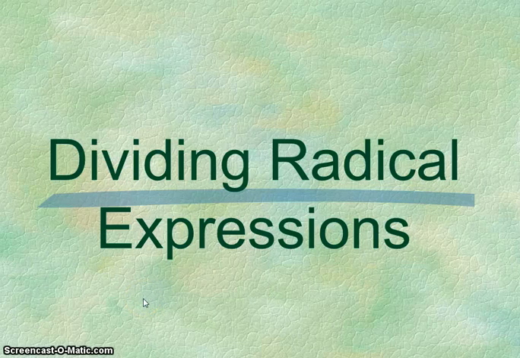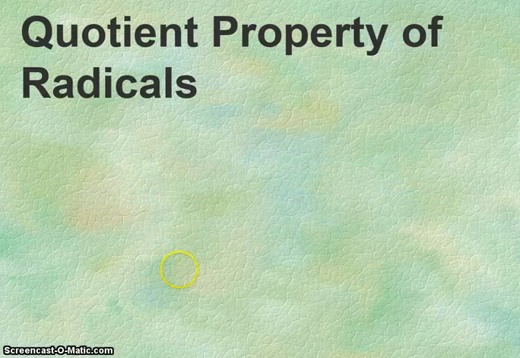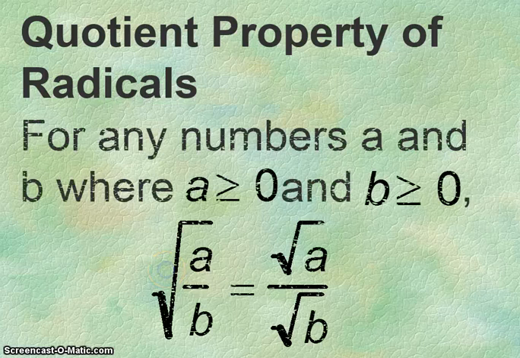Today we're going to divide radical expressions. The quotient property for radical expressions says that for any numbers a and b, where a is greater than 0 and b is greater than 0, the square root of a over b is the same as square root of a over square root of b.